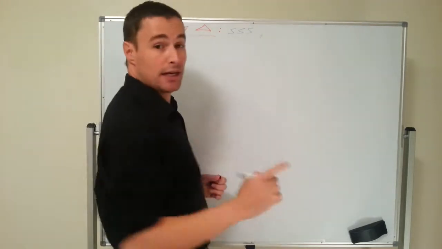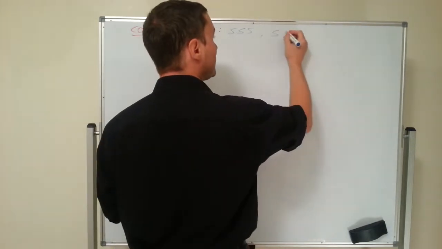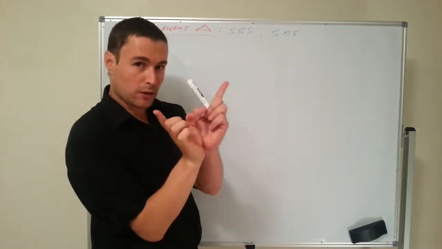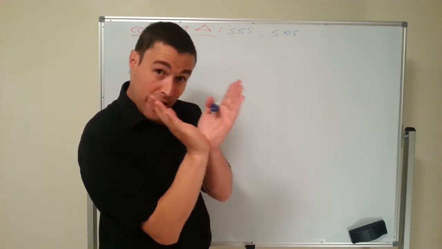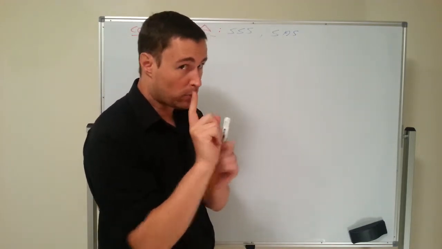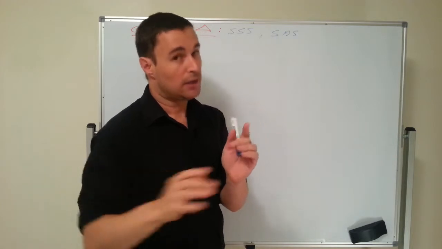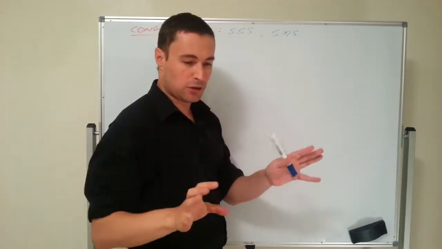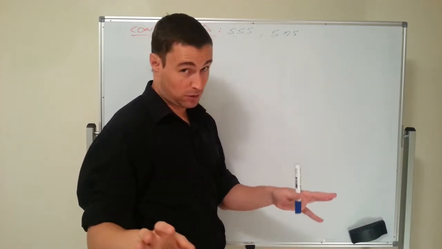The other one is side angle side. If I can show that 2 sides of one triangle and the included angle, the angle between the 2 sides, are equal to those of another, then the 2 triangles are congruent. It's quite important that it can't be an excluded angle. It has to be the angle between the 2 sides.